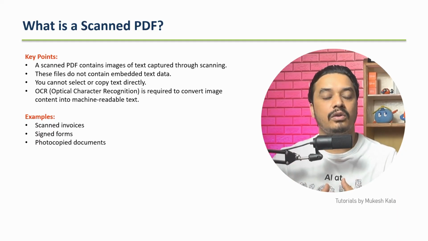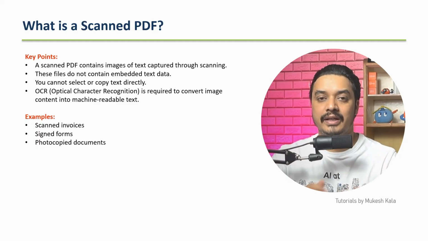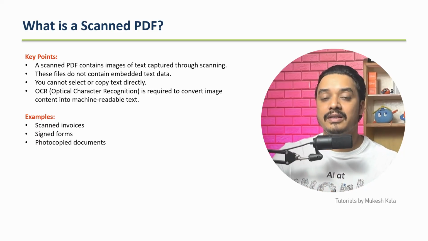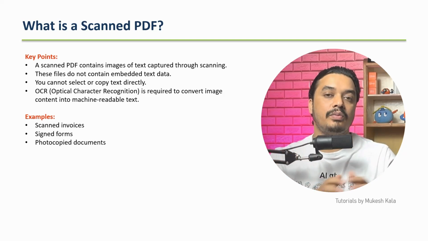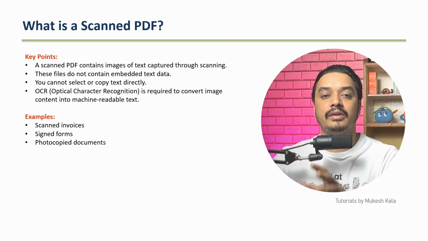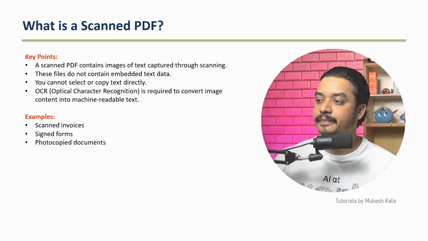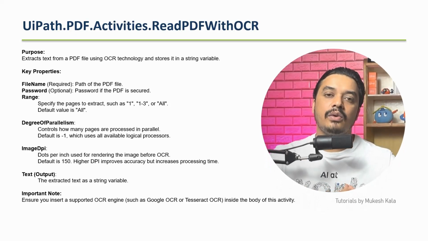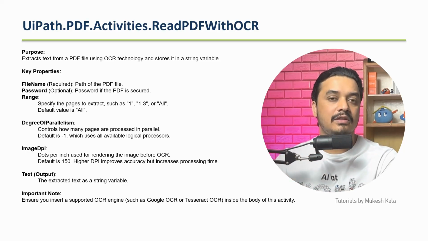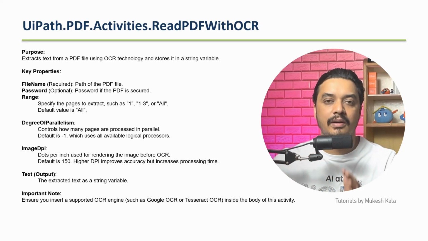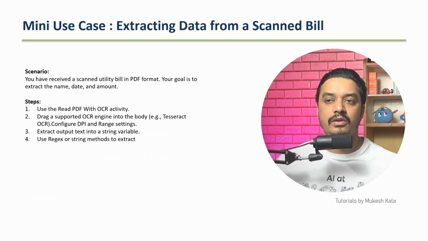Now in UiPath we have a lot of use cases where we would actually receive scanned PDFs. In the previous videos we have seen how to read data from native PDFs, and we have also understood the different ways to extract data once you have it inside UiPath. So I hope you are following this series, and today let's focus on scanned PDFs and the activities and properties which are available in UiPath. The activity we are going to utilize today is the UiPath.PDF activity called Read PDF with OCR. All of these properties we are going to see in UiPath, and then I'm going to come back to this page, right? But let's talk about the mini use case which we are going to tackle today.